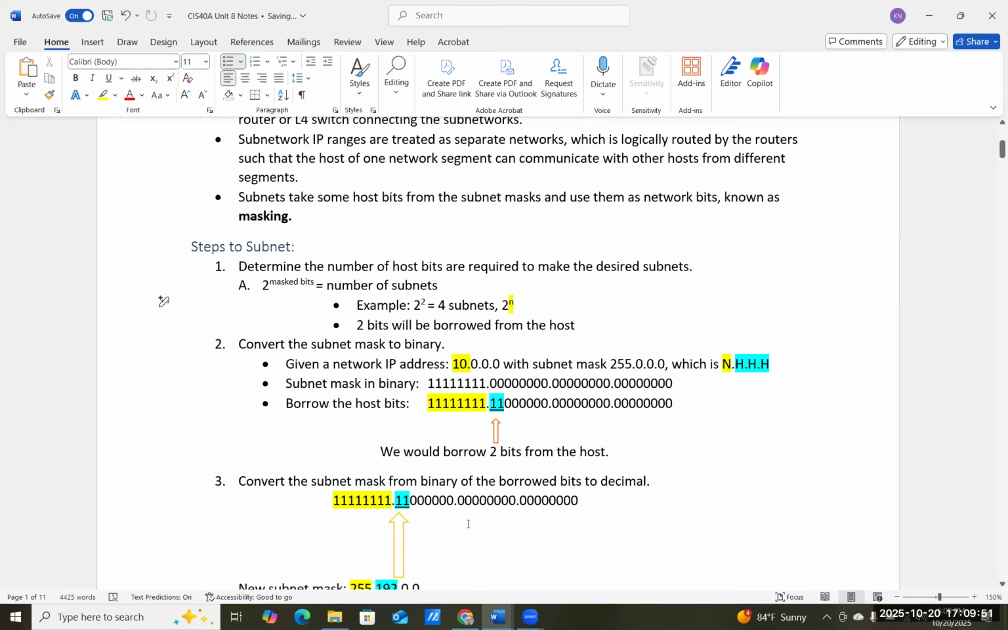Now, the second step is that we need to convert the mask into binary. This is why we spent a couple of weeks talking about binary to decimal conversion, because IPv4 is represented in decimal as 32 bits. So the number 10 needs to be converted into binary so that the computer would see it.